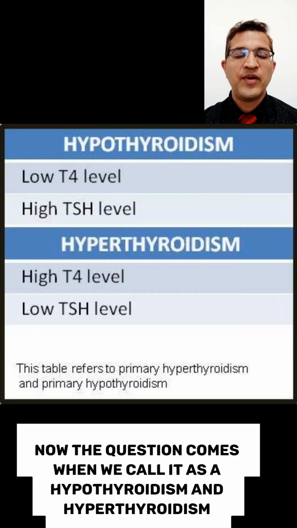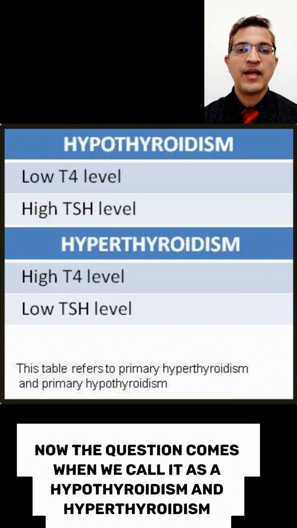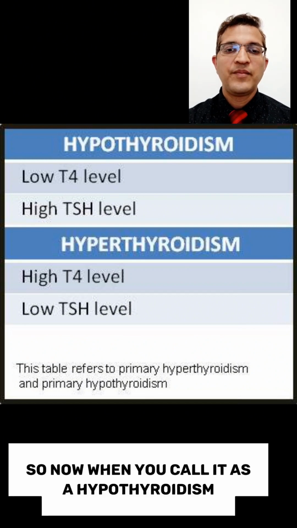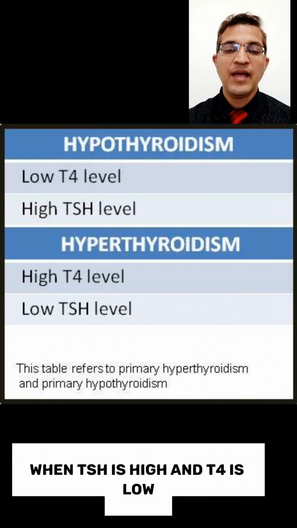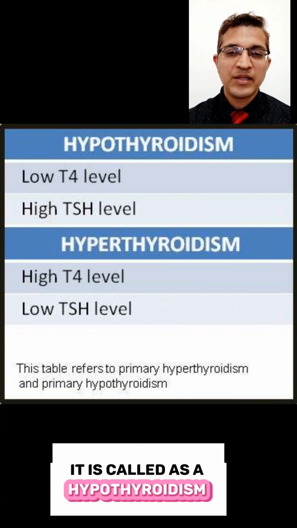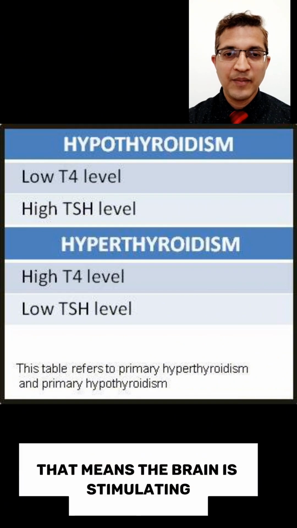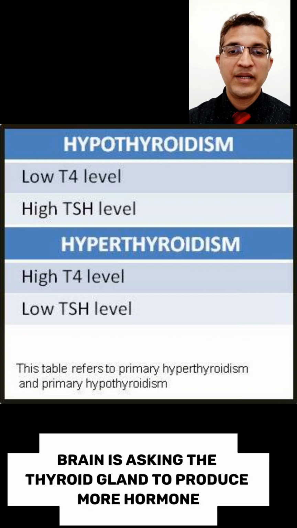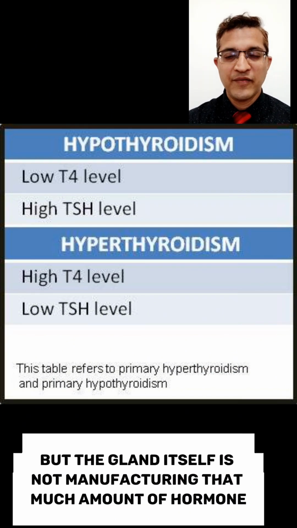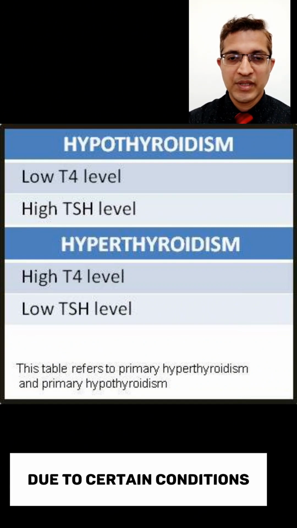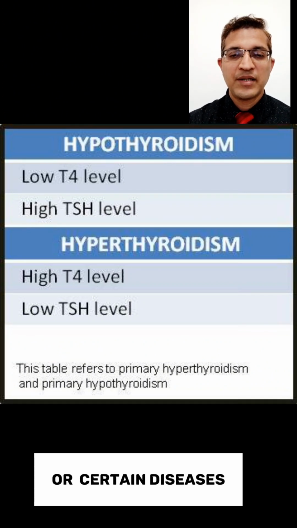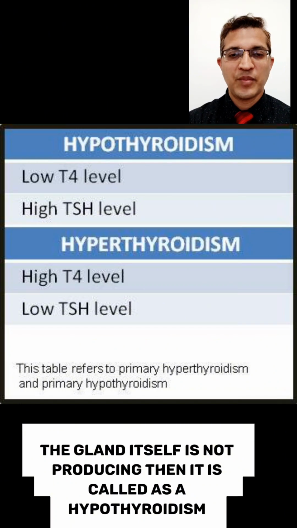Now the question comes, when do we call it hypothyroidism or hyperthyroidism? When TSH is high and T4 is low, it is called hypothyroidism. That means the brain is asking the thyroid gland to produce more hormone, but the gland itself is not manufacturing that much hormone due to certain conditions or certain diseases. The gland itself is not producing. Then it is called hypothyroidism.